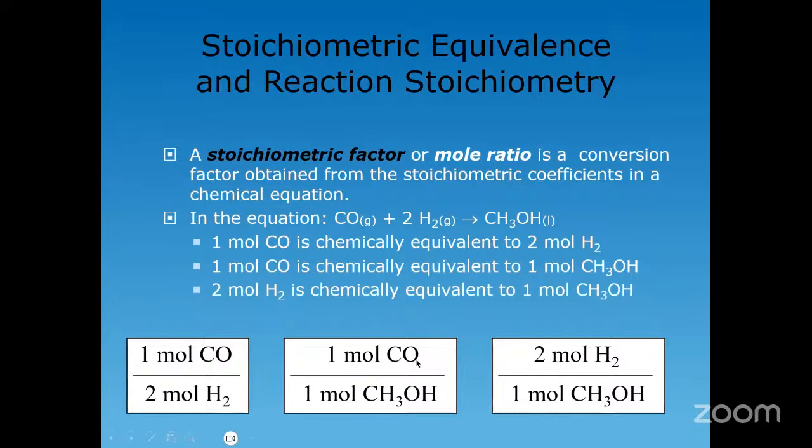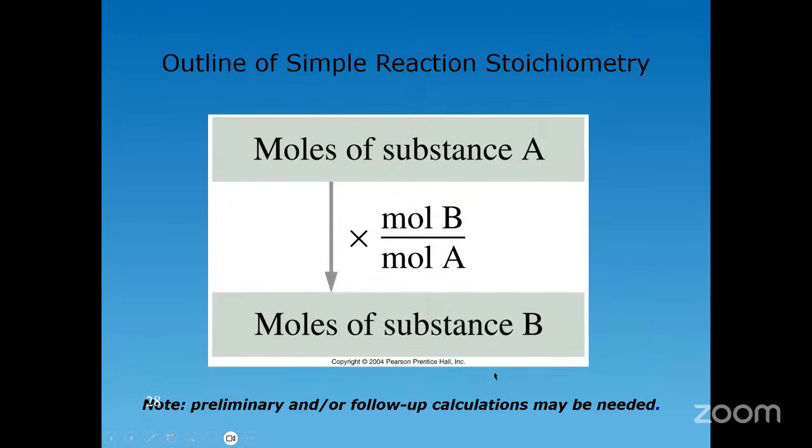For example, the relationship between carbon monoxide and methanol can be expressed like this: 1 mole of carbon monoxide above as the numerator and 1 mole of methanol below as the denominator. And then the relationship between the hydrogen and the methanol can be expressed like this: 2 moles of hydrogen over 1 mole of methanol, or the other way around again, depending on the kind of problem that you're trying to solve, all right? So you're gonna see how these conversion factors, mole ratios, if you will, the role they play in terms of solving stoichiometric problems.